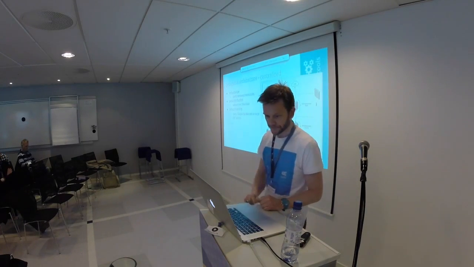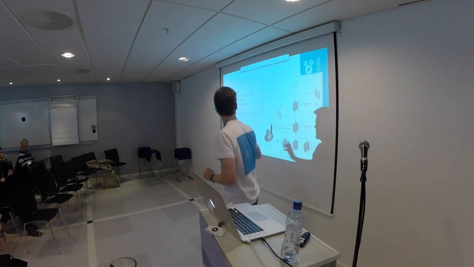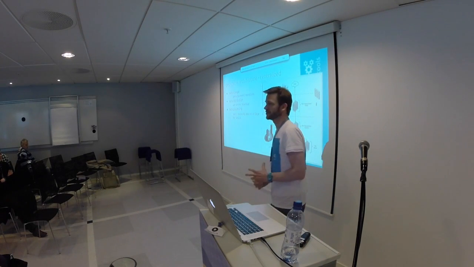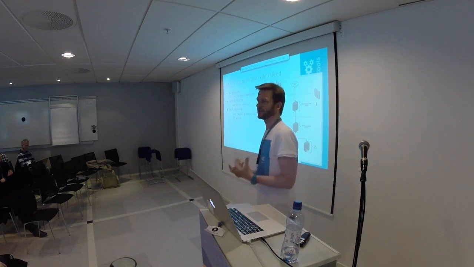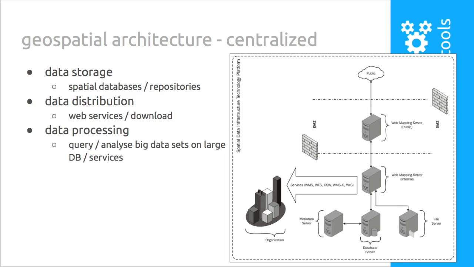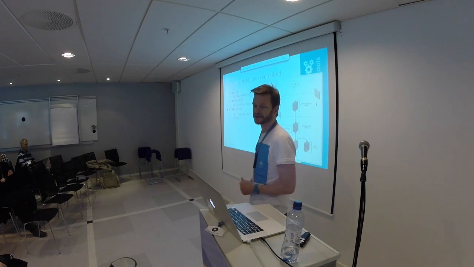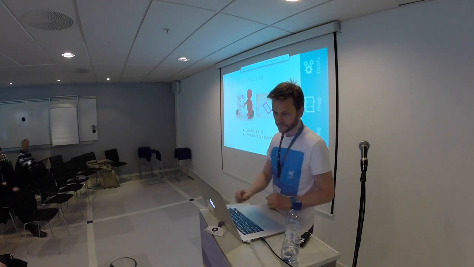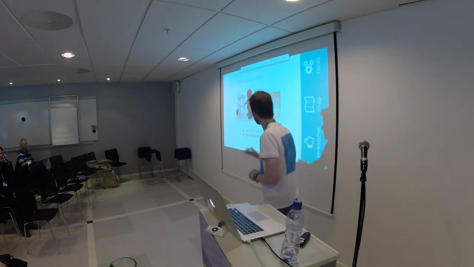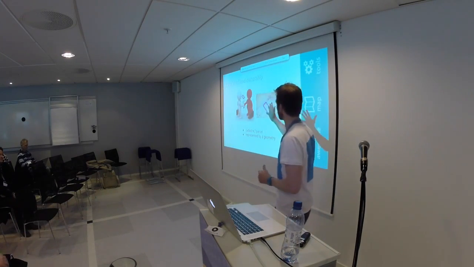And I see a need to disrupt that. So here's basically how a traditional geospatial architecture looks. We've got data storage typically in a relational spatial database or repository. We've got the distribution, which is centralized, and we've got the processing, which often takes place on the servers as well.